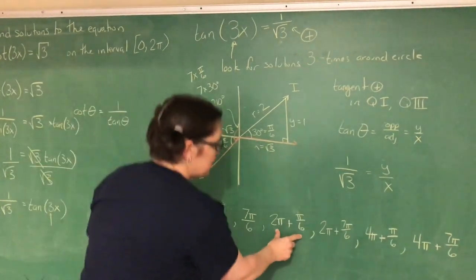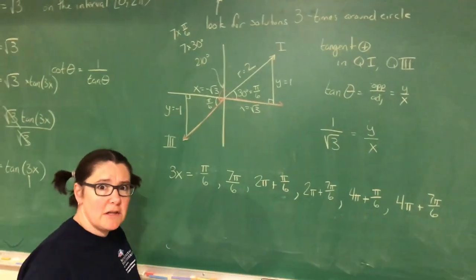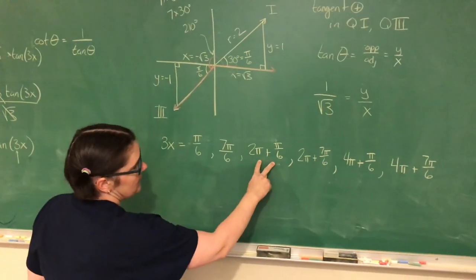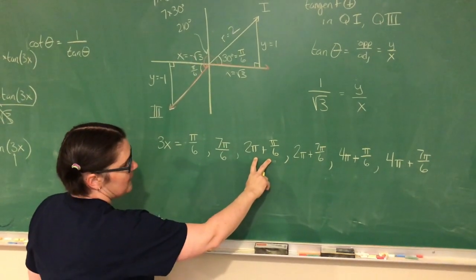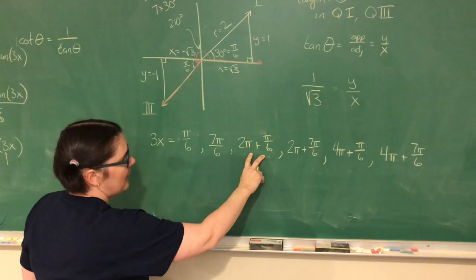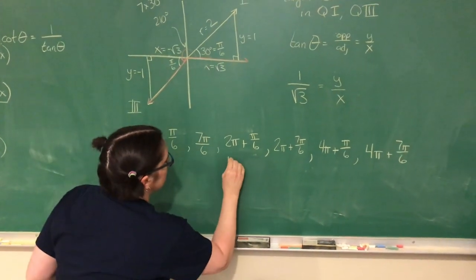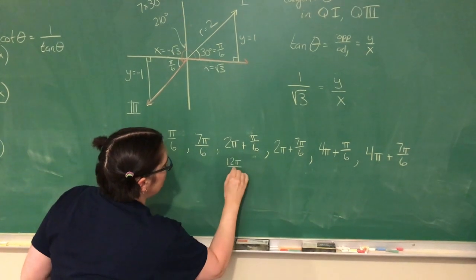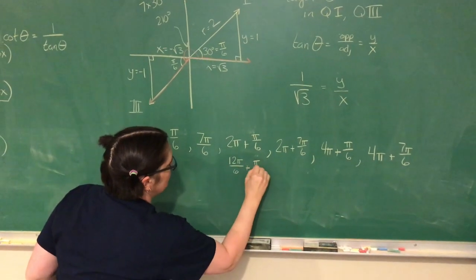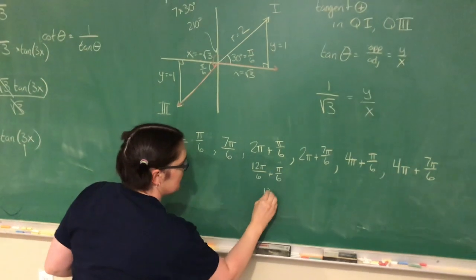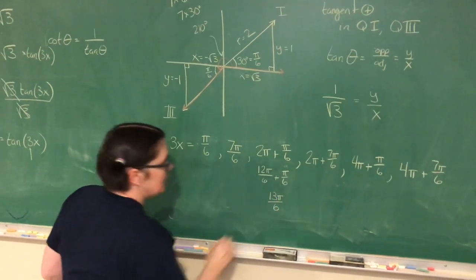Now, some of these solutions look a little bit ugly, so we want to clean them up. And the way that we can clean these up is that we can come up with common denominators. So this 2 pi plus pi over 6 has common denominator: 12 pi over 6 plus pi over 6. That gives us 13 pi over 6.